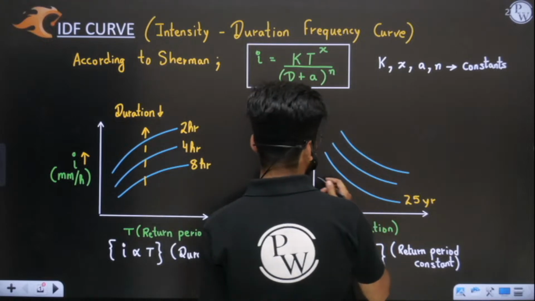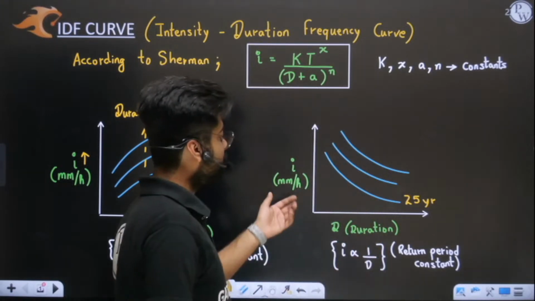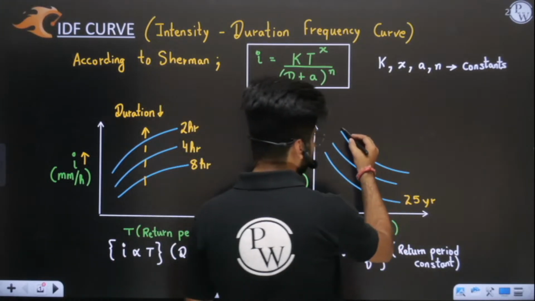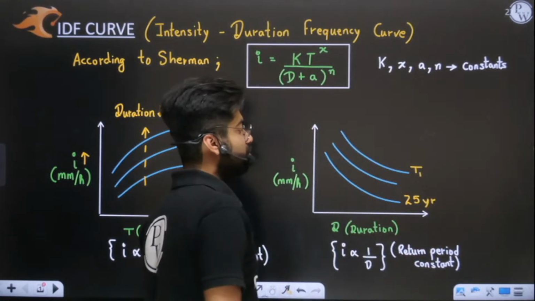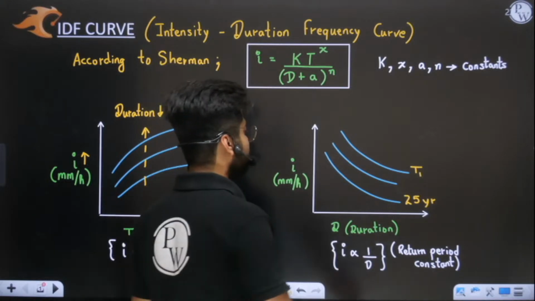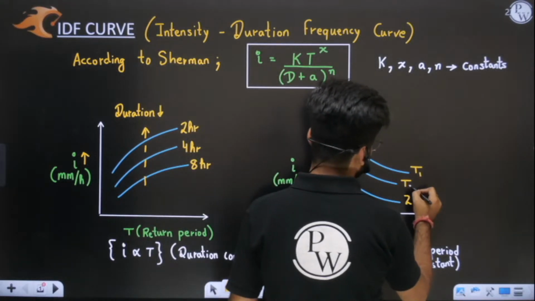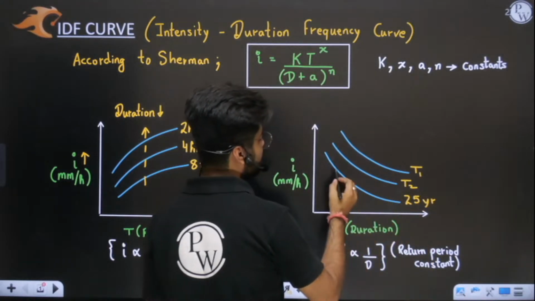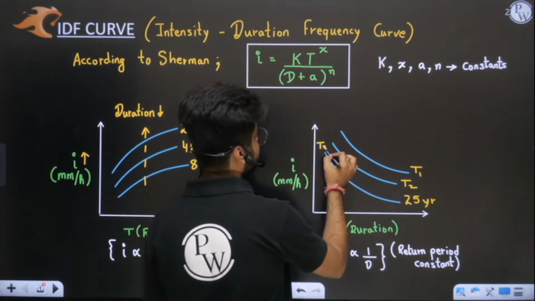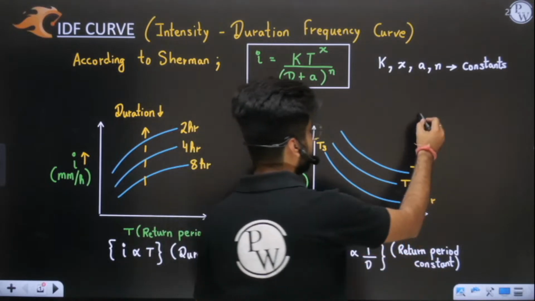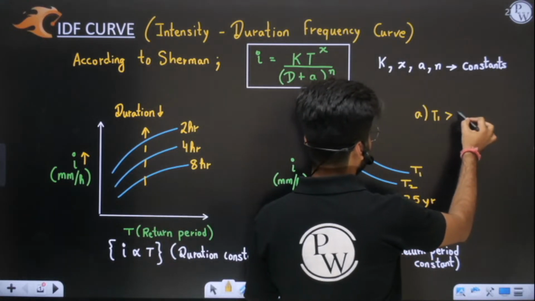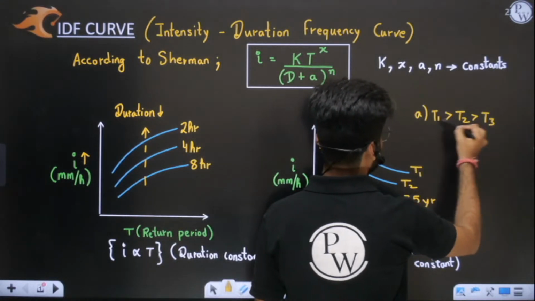Now one more question. Let us say if we have drawn the graph for intensity and duration, let us say for this first graph we have a constant return period of T1. For the second graph, we have a constant return period of T2, and for the third graph, we have a return period of T3. Let us assume. Tell me which option will be correct here. Which one will be greater? Which relation is correct here?